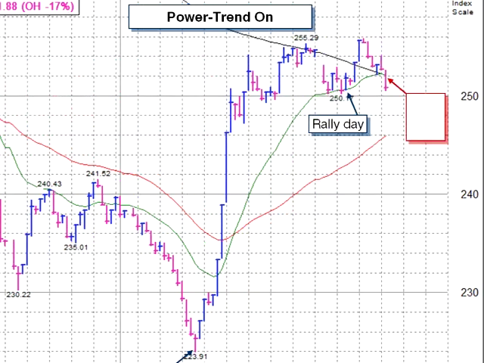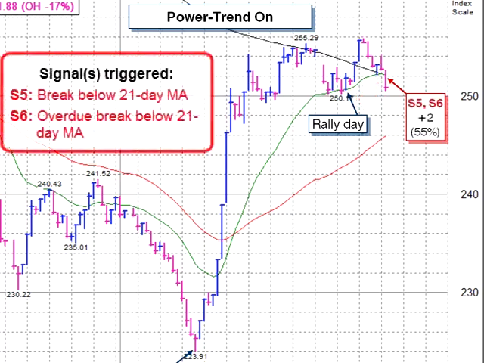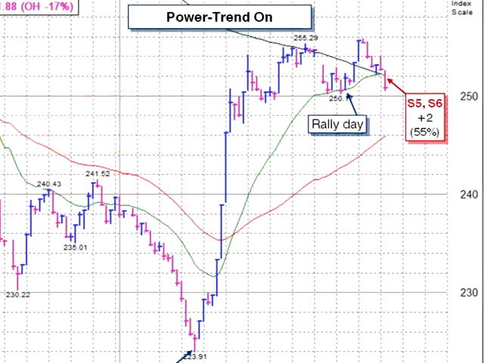Okay, now we kind of definitively break below your 21-day moving average. And we've been above that 21-day for quite a while now without an S5. So what do you think that's going to be? An S5 and an overdue break of the 21 days. So right, S5 and an S6. That's going to bring us back down to a +2 from a +4.